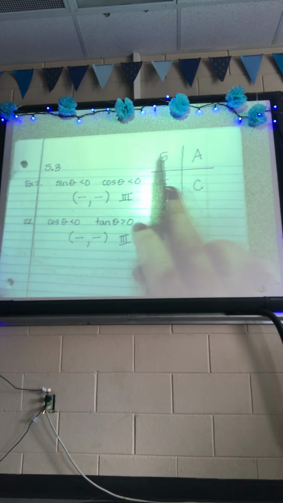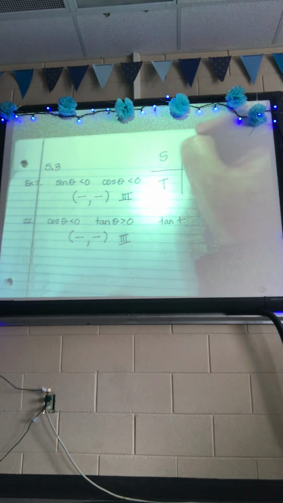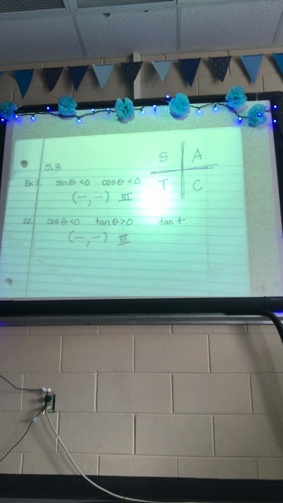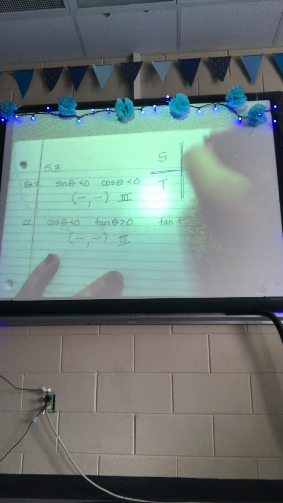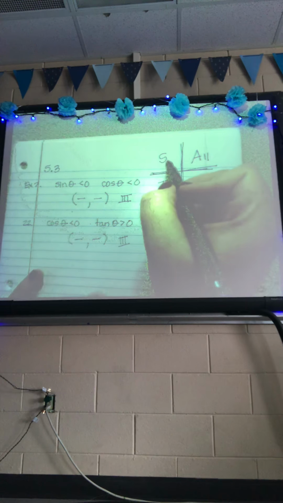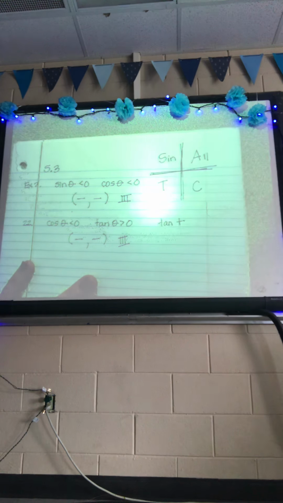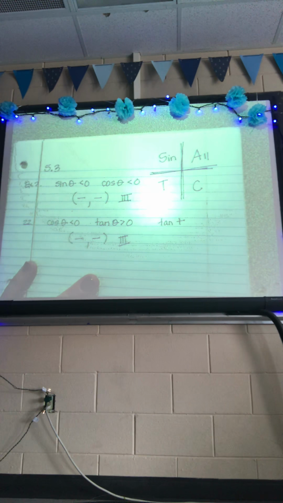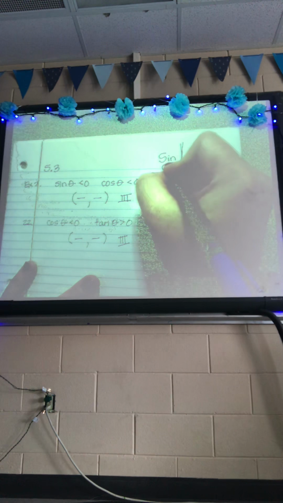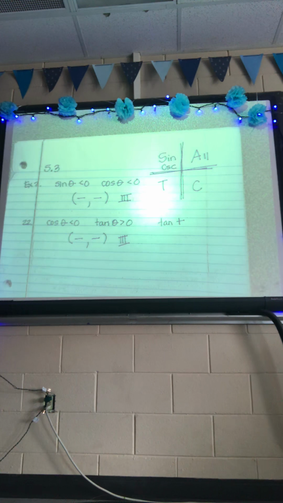Starting in quadrant 1, all students take calculus. And this tells you what things are positive in each quadrant. A means all things are positive in the first quadrant, which we know, right? If they give you everything positive, you know you're in quadrant 1. S, the sine is going to be positive, and what's the reciprocal of sine? The cosecant. Cosecant. So those things are positive right there.